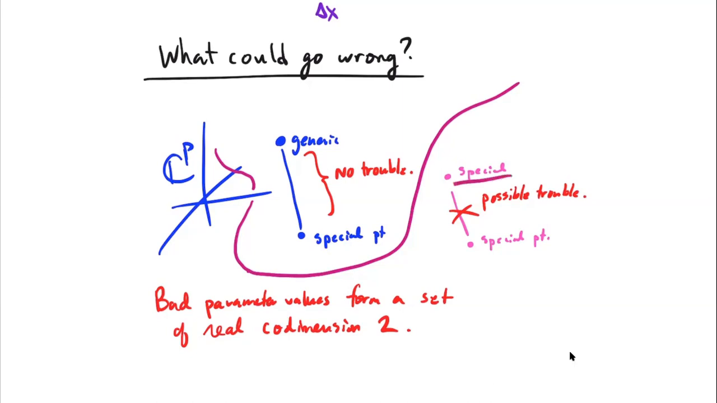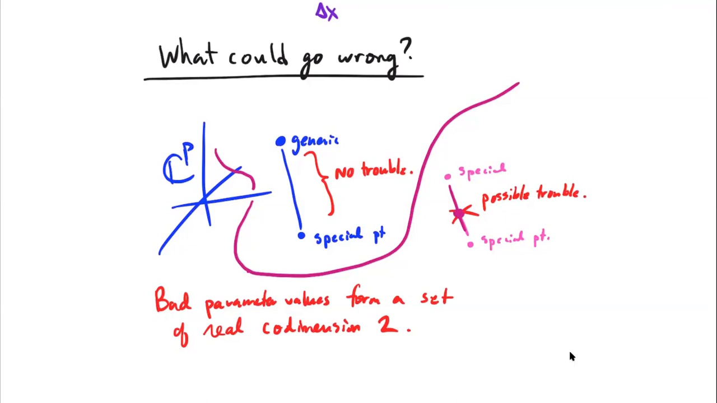Now, if you take 2 special parameter values and you try to do a homotopy between the system of equations corresponding to this parameter value and ending at the system of equations corresponding to this second parameter value, there you might be in trouble, because if these points have been chosen in some special way, for example, maybe they all have real valued coordinates, then you could possibly be in trouble, because then the bad parameter values form a set of real codimension 1. And so that would be like a bad point on your line segment.